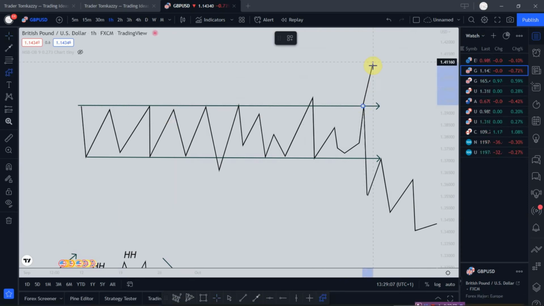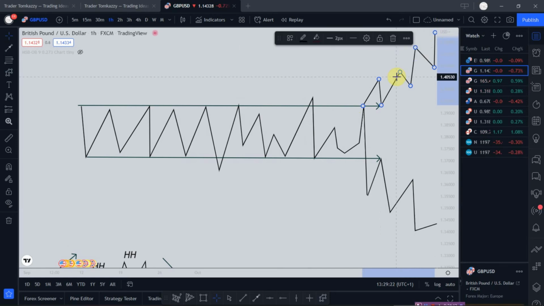If the market goes this way, breaks here, comes back for a retest, and then starts forming higher lows, higher highs, higher lows, higher highs, then you'll be looking for what? For only buying opportunities. Okay, we are only looking for buying opportunities.